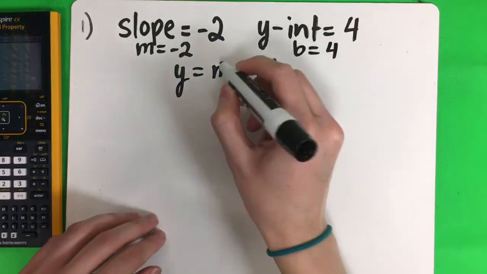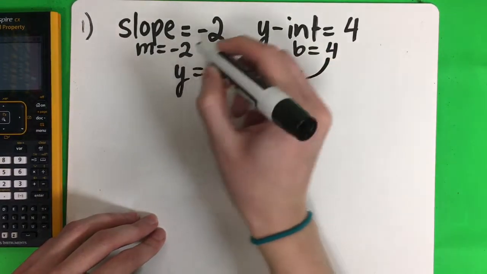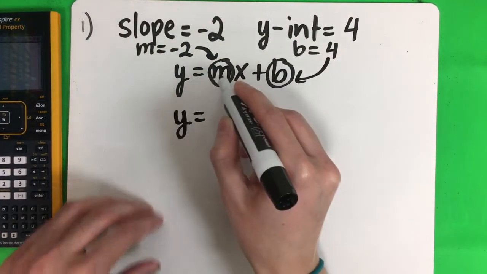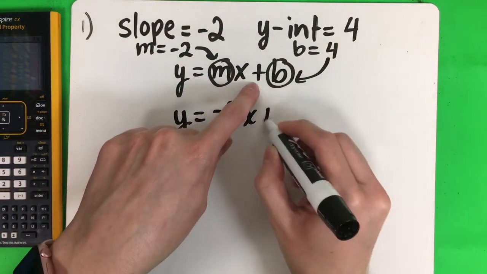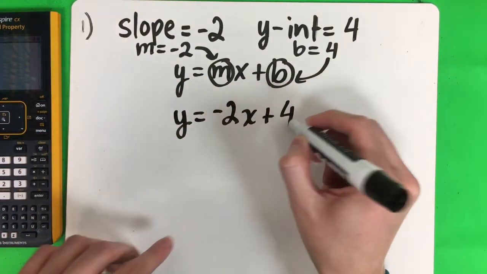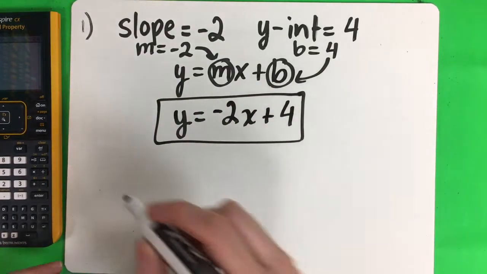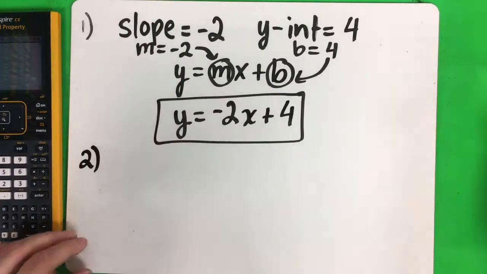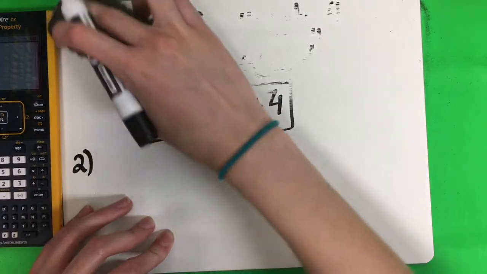So I have m and I have b. So I'm going to put those numbers inside for those letters. So y equals m is -2, copy x, plus b is 4. This is the answer in slope-intercept form. Let's do it again. Number 2. Let me do number 2. I'm going to erase because number 2 is a little longer.